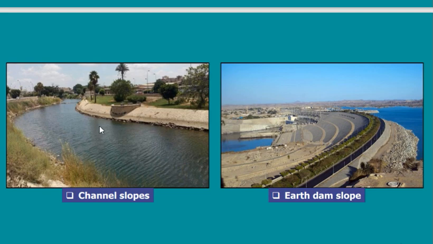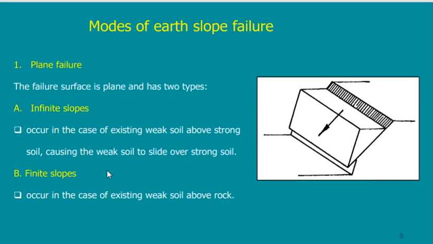If you go to farms and cultivated areas, you will find that there are channels. Mostly, these channels are man-made. They are not natural. We construct these channels so that we can carry water from one place to the other.